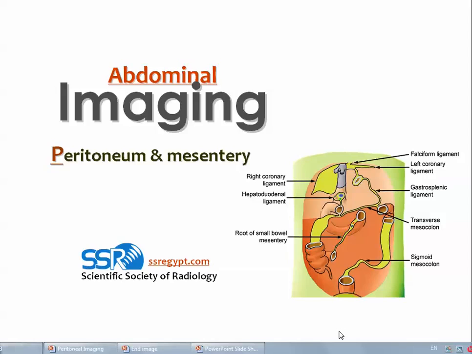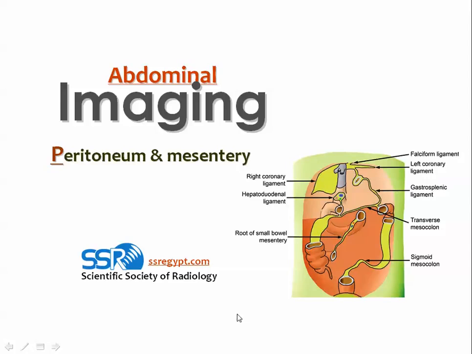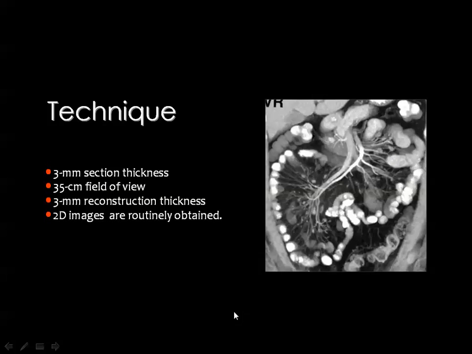Dear colleagues, we are now discussing the issue of peritoneal and mesenteric imaging, which is considered the last topic in the series of abdominal imaging. I will divide this talk into two parts because it is relatively long. In the first part, I will discuss peritoneal imaging, and in the second part, I will discuss the mesenteric anatomy and pathology.